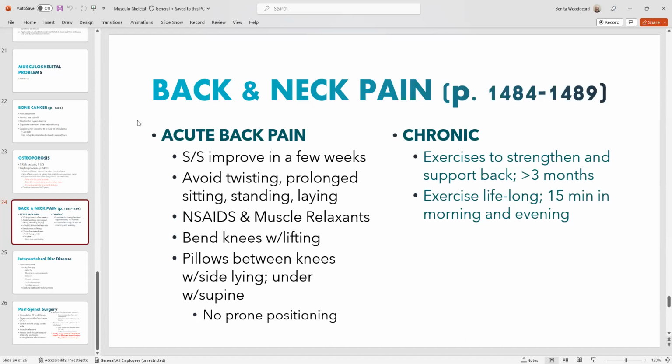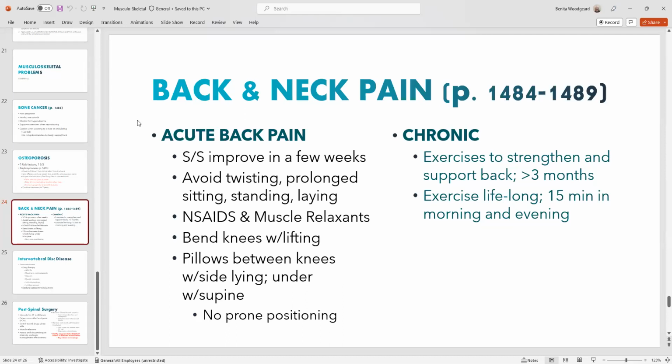And then you need to be familiar, as nurses, on how to prevent these kinds of back injuries and how to educate others to do so as well. No prone positioning when patients have acute back pain. Chronic back pain is acute pain that has lasted for greater than 3 months.